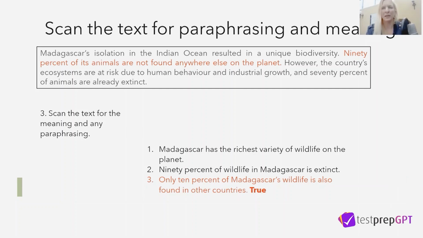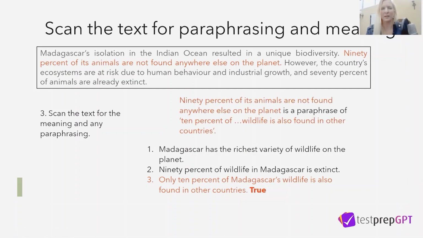And we do. 90% of its animals are not found anywhere else has exactly the same meaning as number 3: only 10% of Madagascar's wildlife is also found in other countries. This is very tricky because it's not obvious that number 3 is a paraphrase. You have to use your understanding of percents to know that it is a true paraphrase of sentence number 2 in the text. However, if you do see the keyword, that does help to make that quick paraphrase.